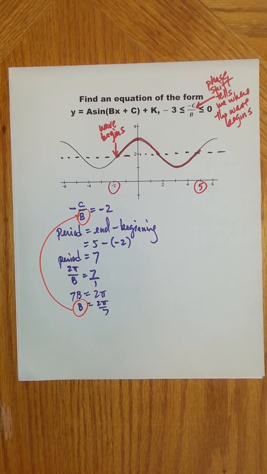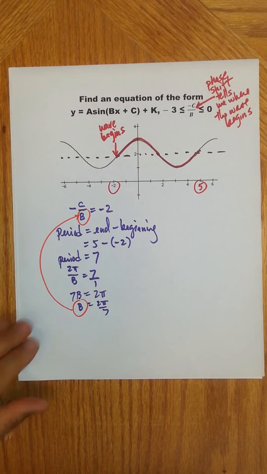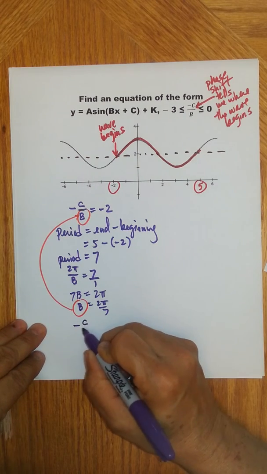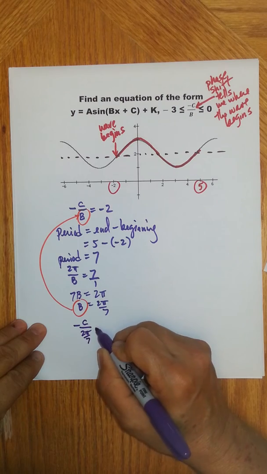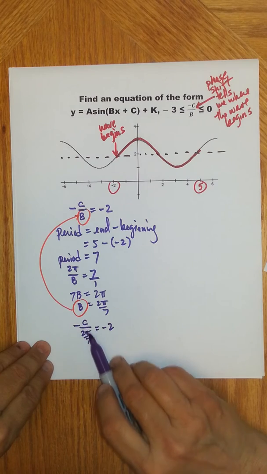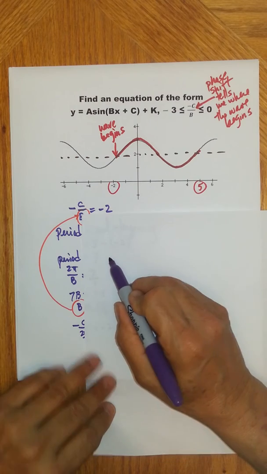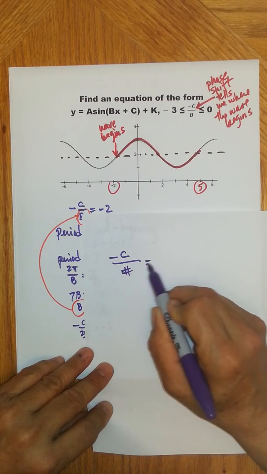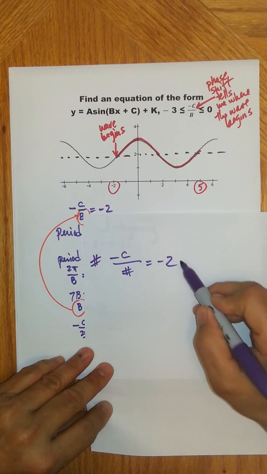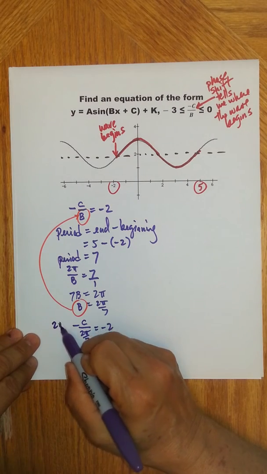Now, let me just mention here as an aside that when I plug this in, I'll have negative c divided by 2 pi over 7 equals negative 2 here. So what you have is negative c divided by a number of some sort equals another number. So this is the form that you have. Negative c over some number equals negative 2. Right? If I want to get rid of that number, I'm going to multiply both sides of the equation by that number. Right? So that's what I'm going to do. I'm going to multiply both sides of the equation by 2 pi over 7.